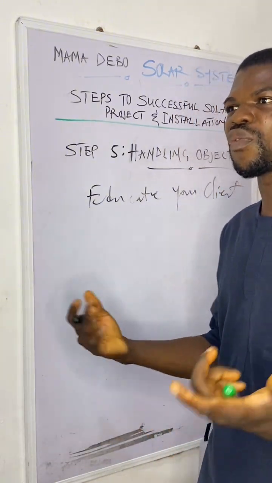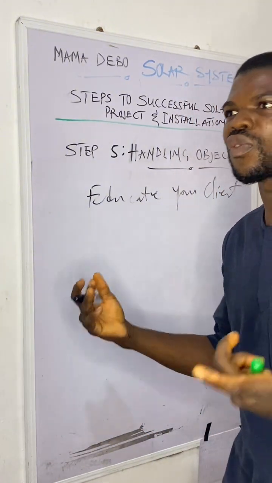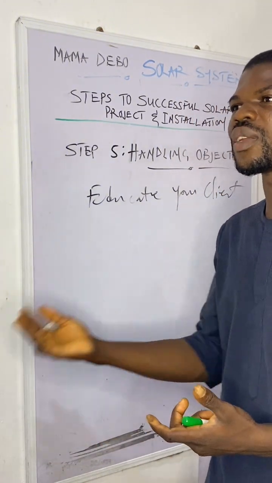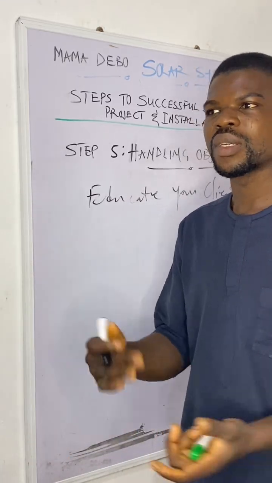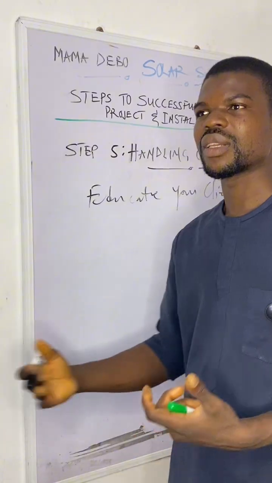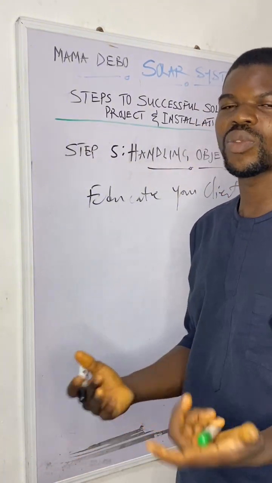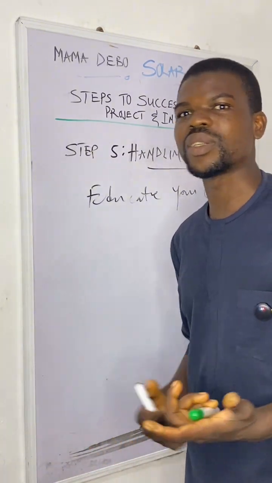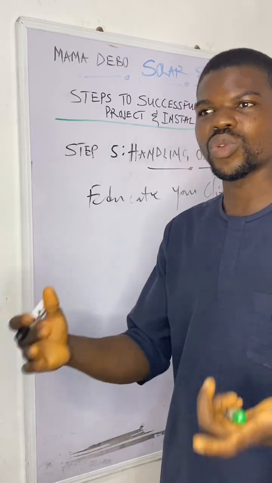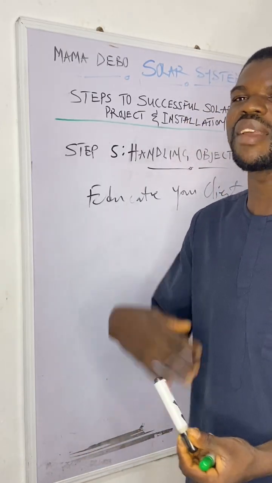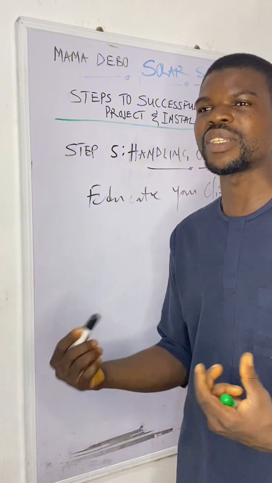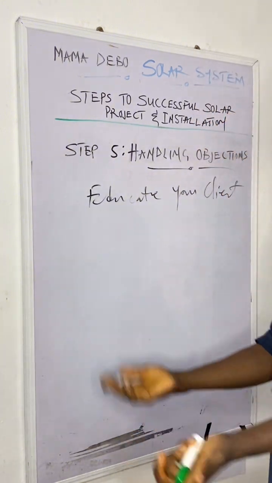Maybe before, they were suffering from NEPA light, they were suffering from generator repair here and there. You let them know that okay, this system, when you give it to them, this is the number of hours that it is going to back up for them. And there is nothing like NEPA or generator getting spoiled, and you have this amount of warranty. So you have already explained to them the benefit that they are going to derive from the system you want to install for them.